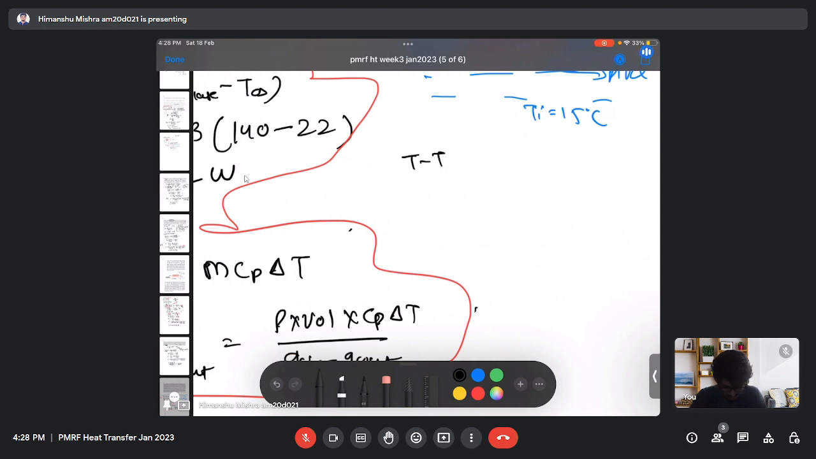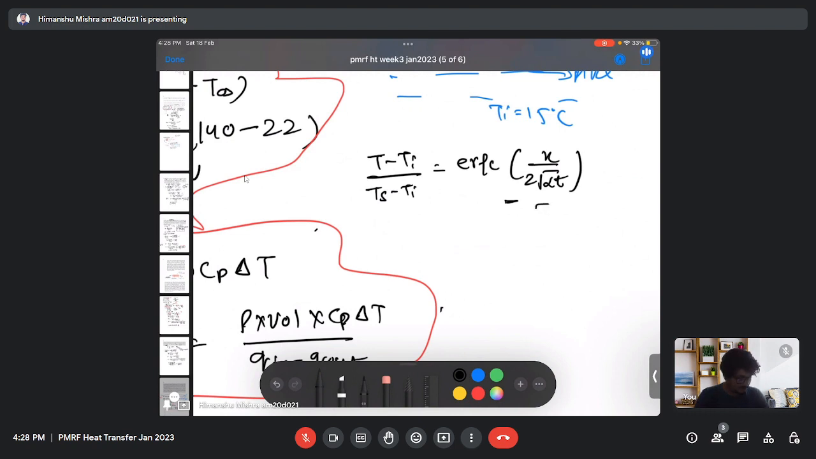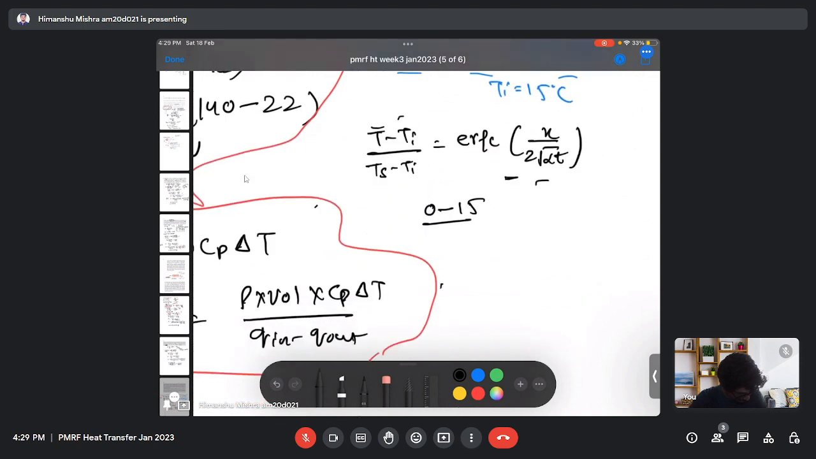For this, the temperature variation is given as an error function, and we need to evaluate this error function based on the charts. You can just find the charts in any heat transfer book. We already have all the temperatures given. My surface temperature is 0, my initial temperature is plus 15, and my surface temperature is minus 10. So it will give me 0.6 equals the error function of x by 2 root alpha t.